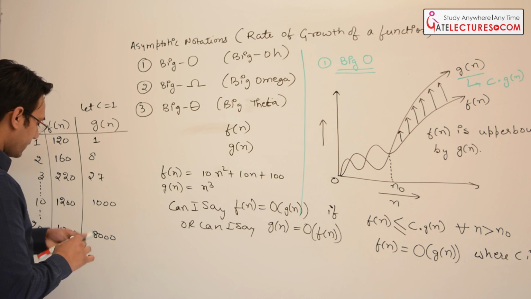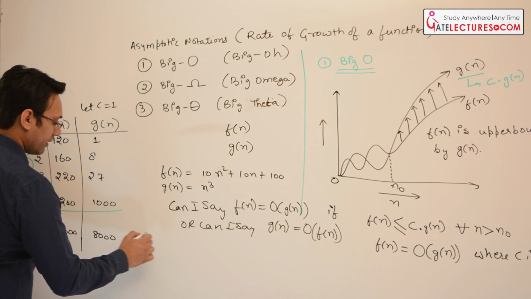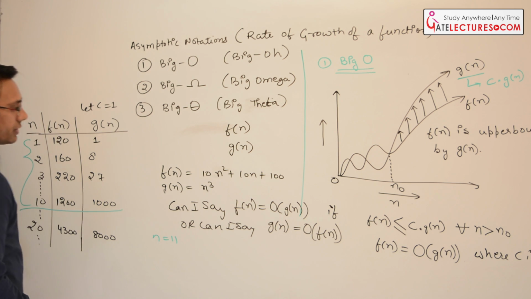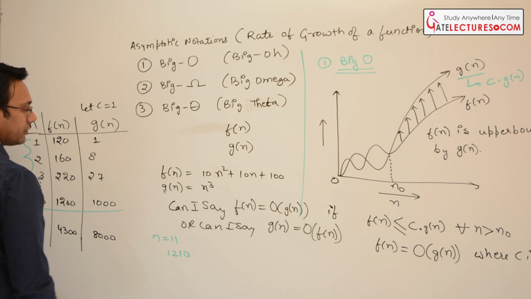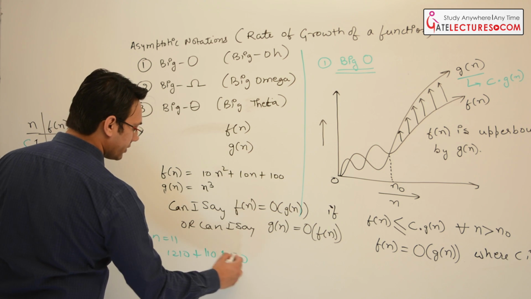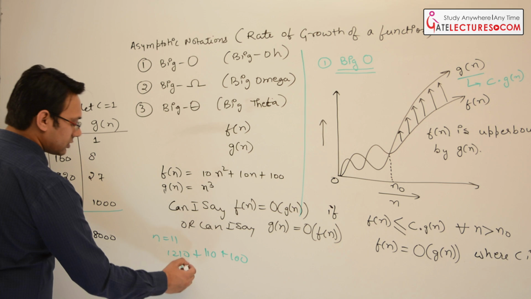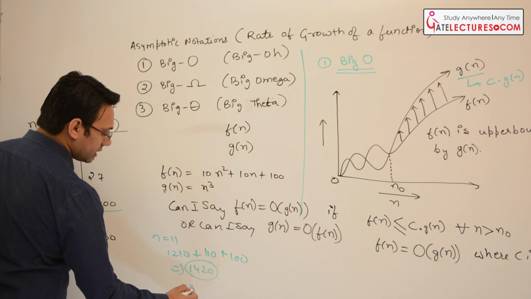You can see, before this point, if I take the value of n as 1 to 10, Fn is greater than Gn till this point of time, 10. If I take some value, let us suppose the value of n is 11, then Fn becomes 100 plus 110 plus 100. Therefore the values become 1420, and the value of Gn becomes 1331.